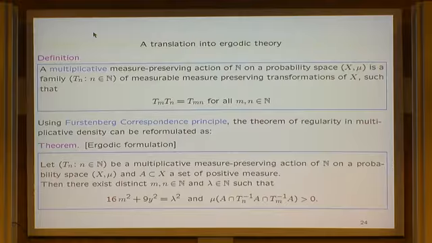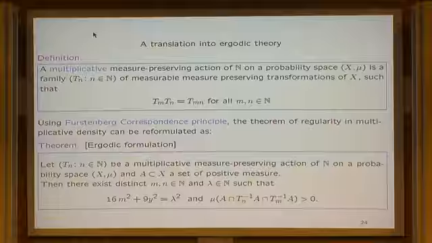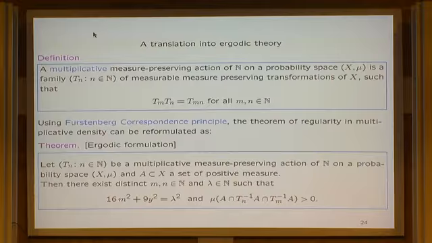So then, a multiplicative measure preserving action of the integers on the probability space (X, ν) is a family of measurable measure preserving transformations of X, which is an action of the semigroup. Okay, multiplicative: T_m composed with T_n is equal to T_mn for every m and n. And we have an ergodic formulation.